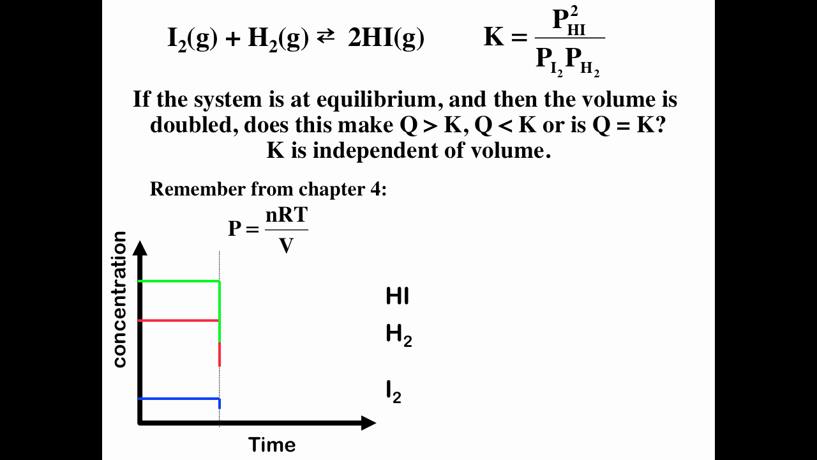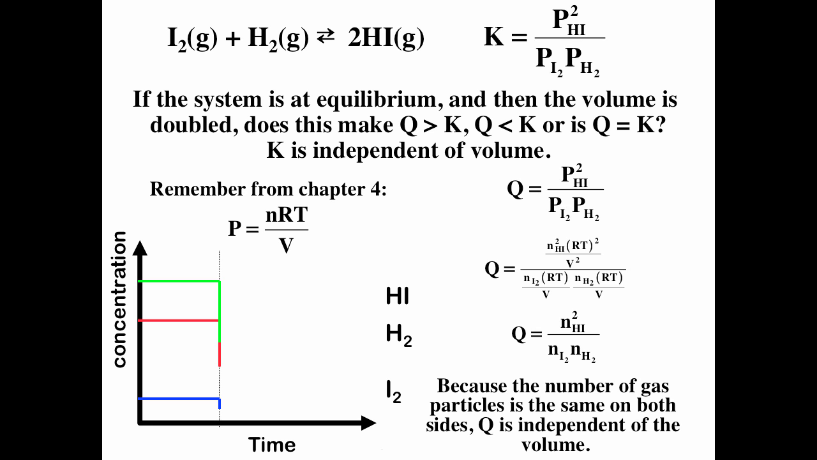Now we can actually prove this to ourselves by doing some math, because math is fun. Q is equal to the partial pressure of HI squared divided by the partial pressure of iodine times the partial pressure of hydrogen. If we plug in nRT over V for the partial pressures, assuming ideal gas, we notice that the RTs cancel and the V cancels, and we're left with just the number of moles. And so we see that Q is independent of volume. We could also have not canceled the volume and just ended up with the concentrations, Q sub C, but this is probably better.